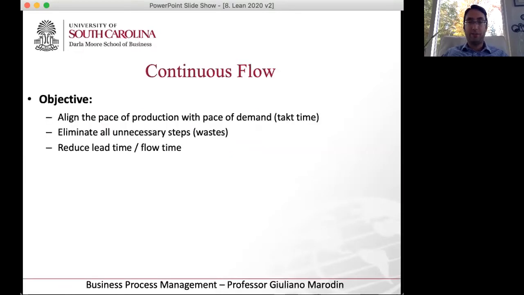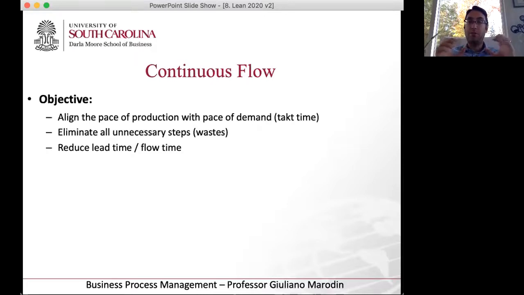Let's get into continuous flow. So what is the objective of continuous flow, right? I want to eliminate all the waste, putting the steps together, eliminating all the waste between the steps. So I will have less labor needed, fewer operators needed, less space needed in a compact layout, less inventory needed, and the lead time, the time for me to react to changes, will be very low as well.